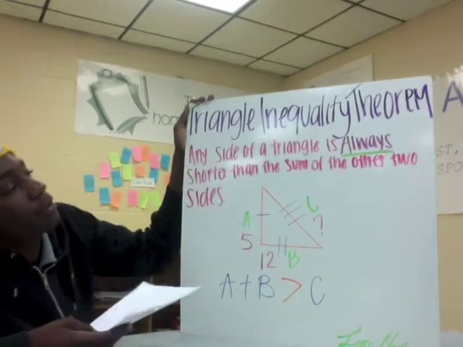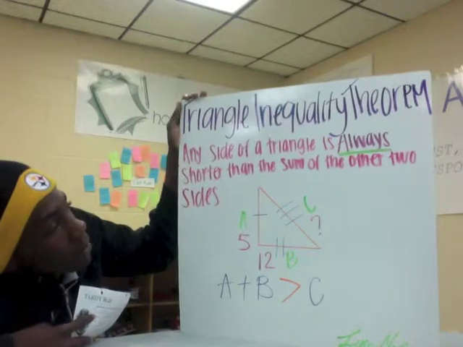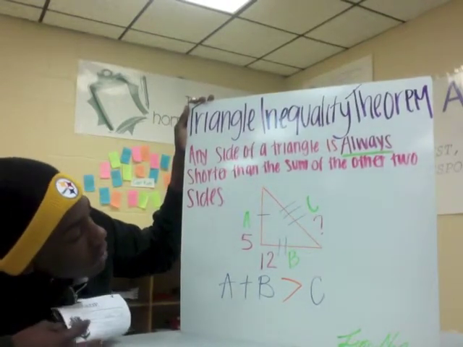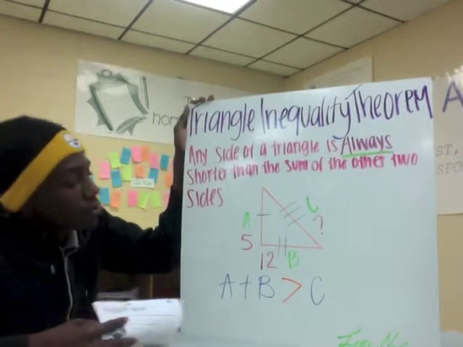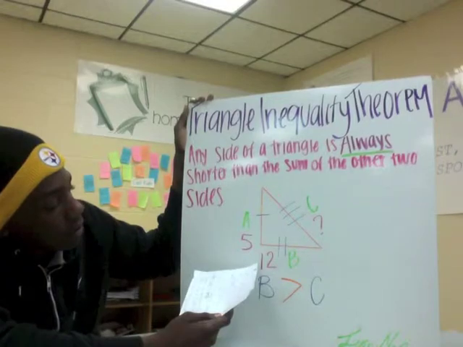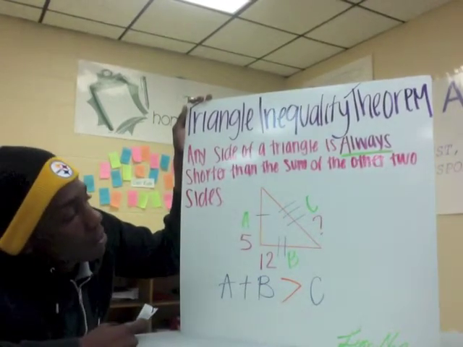Alright, the triangle inequality theorem. Any side of a triangle is always shorter than the sum of the other two sides. The shortcut to finding if three sides form a triangle is adding up the two smaller sides. Like 5 and 12 equals 17, so that means C has to be less than 17.